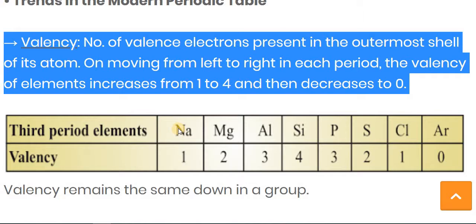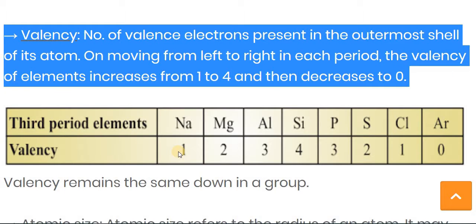So here you can see, if you are moving from sodium to argon, then in sodium the outermost orbit possesses only 1 electron, since sodium has atomic number 11. So the electronic configuration is 2, 8, 1. So we can say that in the outermost orbit sodium possesses 1 electron. Same, moving from left to right, magnesium is there. Magnesium has atomic number 12, so the arrangement of electrons is 2, 8, 2.